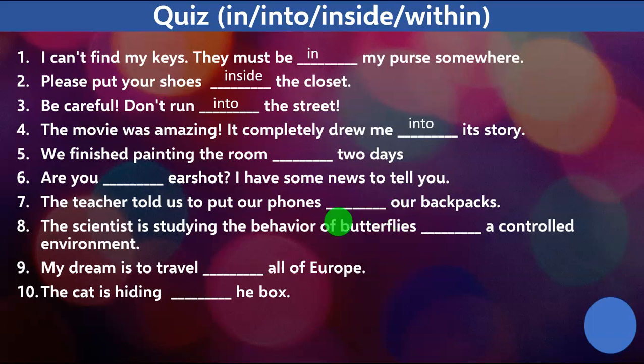Number 5, we finished painting the room within 2 days. Number 6, are you within earshot? I have some news to tell you. Number 7, the teacher told us to put our phones inside our backpacks. Number 8, the scientist is studying the behavior of butterflies within a controlled environment. Number 9, my dream is to travel in all of Europe. And number 10, the cat is hiding inside the box.